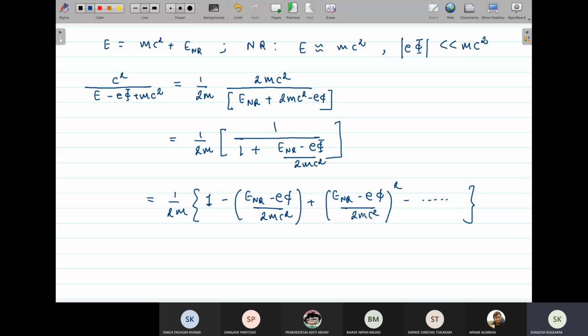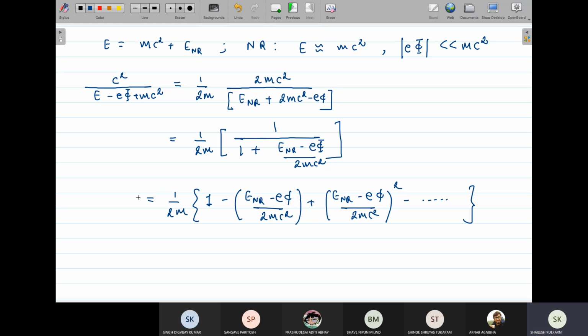Still there is no assumption. When I truncate this series, that means I am implementing an approximation. So it's not an assumption, it's an approximation. Up till now, this is exact. This is an infinite series. Clear? So this is the expansion in ENR minus e phi divided by 2 mc square.